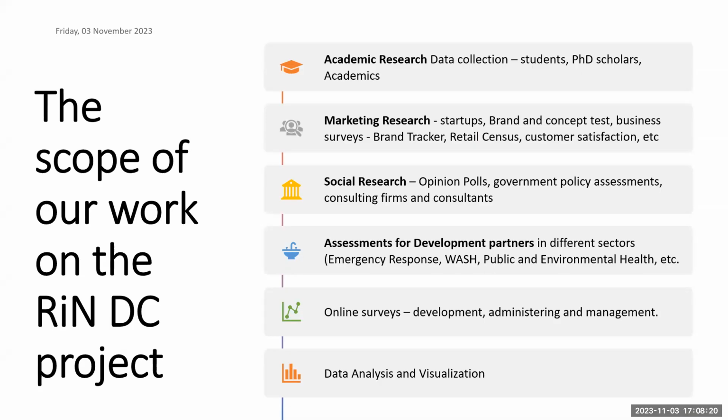Now, what is the scope of our work on the RIN data collections project? Because you can collect data from different sources and on various topics, but for us, we do not collect from every topic. So we have tried to concentrate our strength on specific areas. One is that we do data collection for academic research. That is, we support students, PhD scholars, and academics to collect their data.